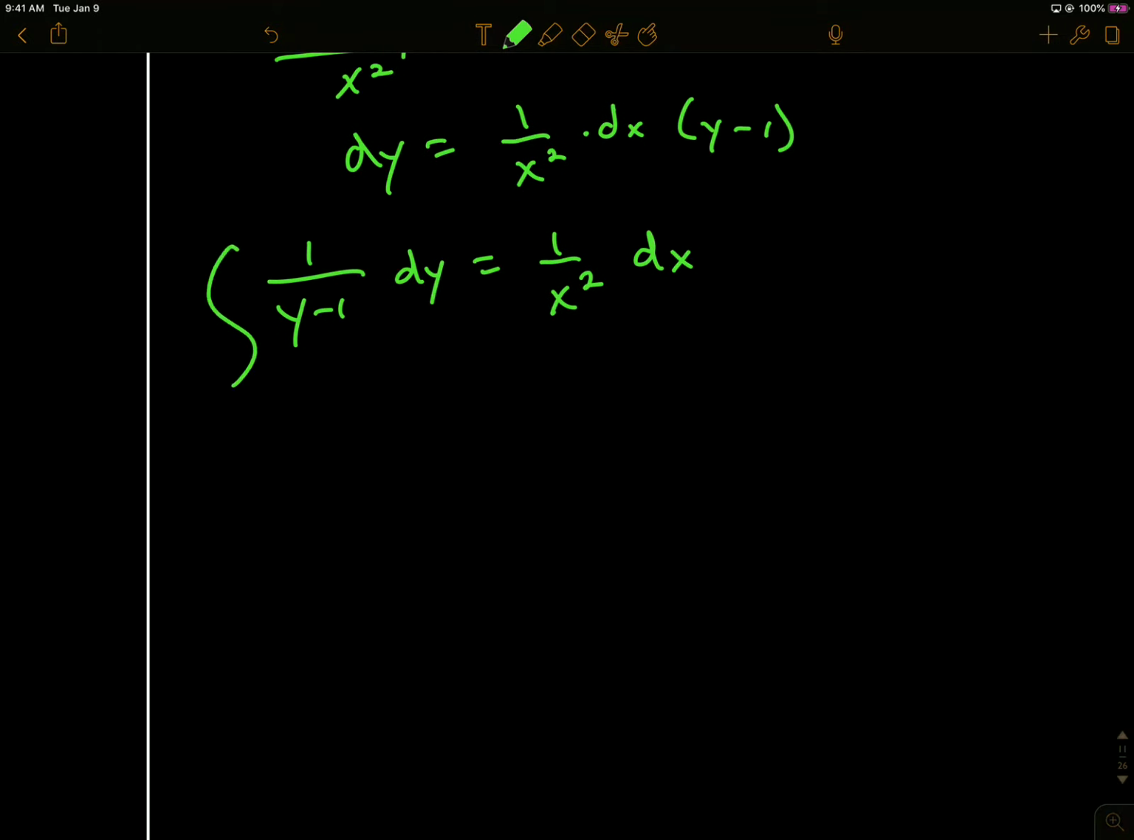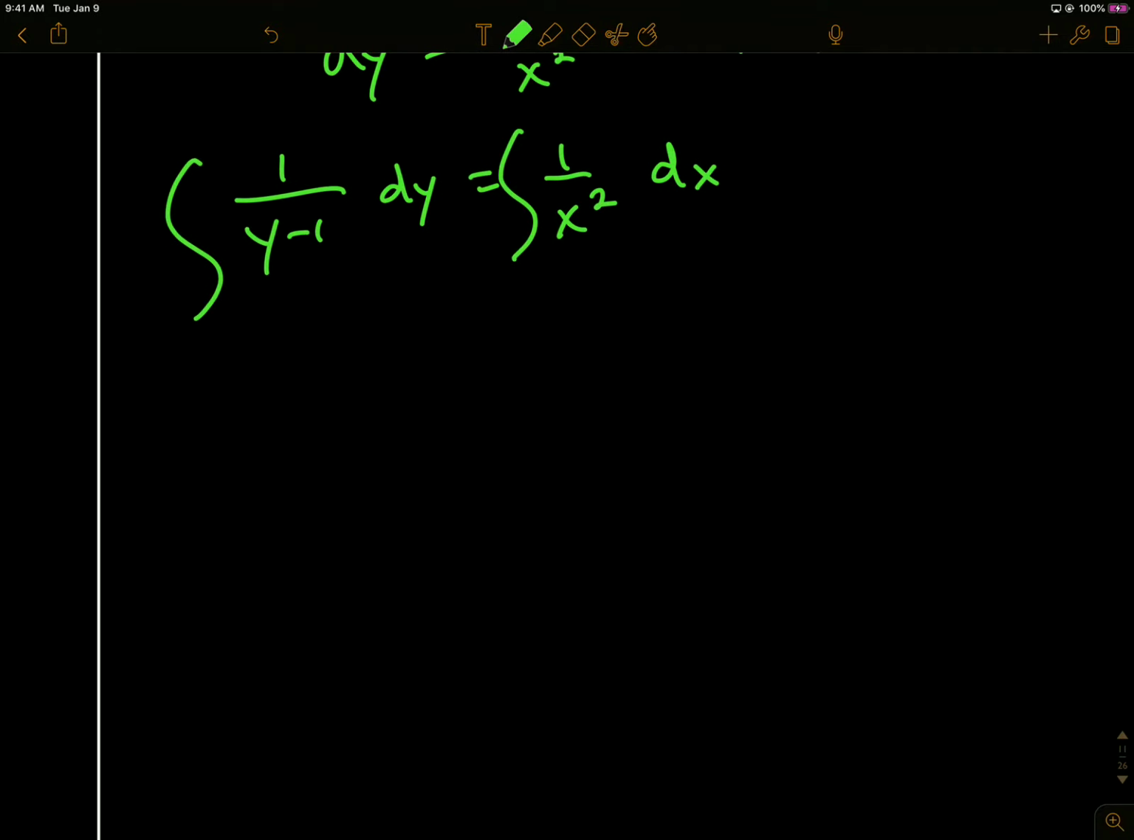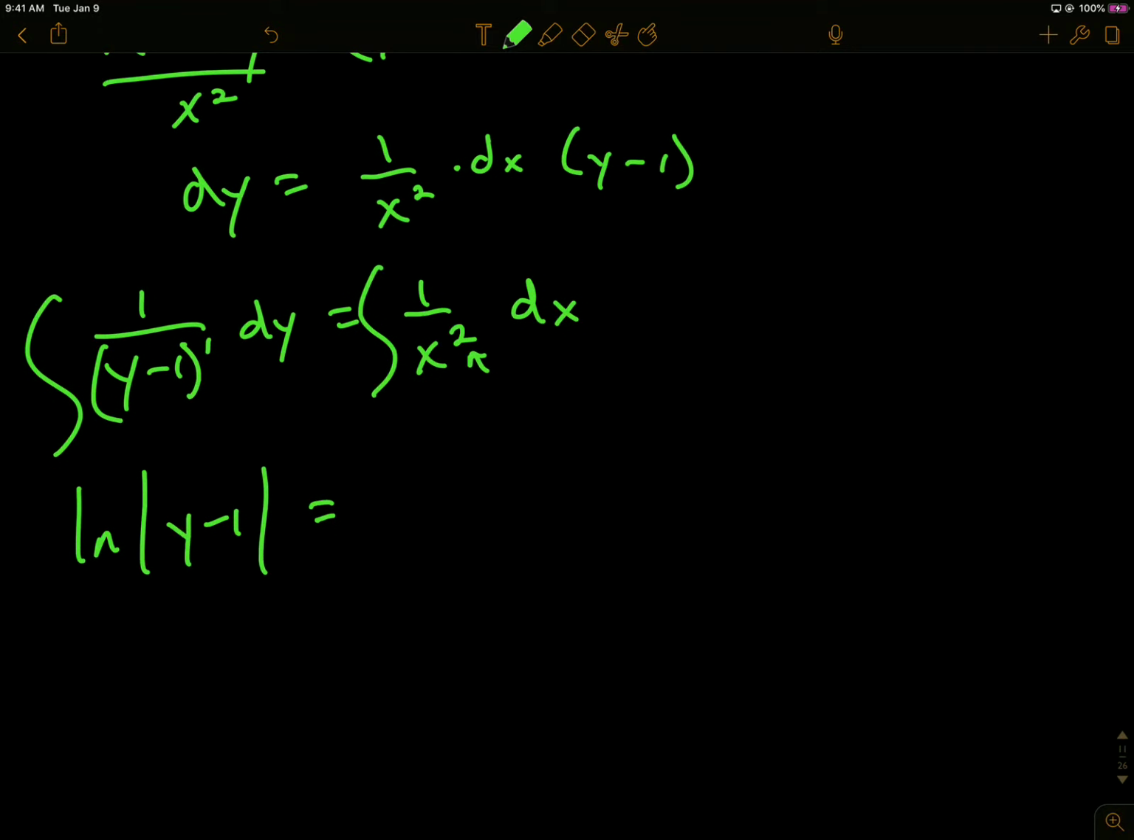So now I'm ready to integrate both sides. Again, when I start seeing these fractions, if I see an inner function to the power of 1, I'm thinking u prime over u. So what's the derivative of the inner function here? Y minus 1 is just 1. So this does look like u prime over u. So this is the natural log of y minus 1, the absolute value. So we're dealing with that again. Equals, on this side it's just power rule because the power is not 1. The power is x squared and there's not an inner function.